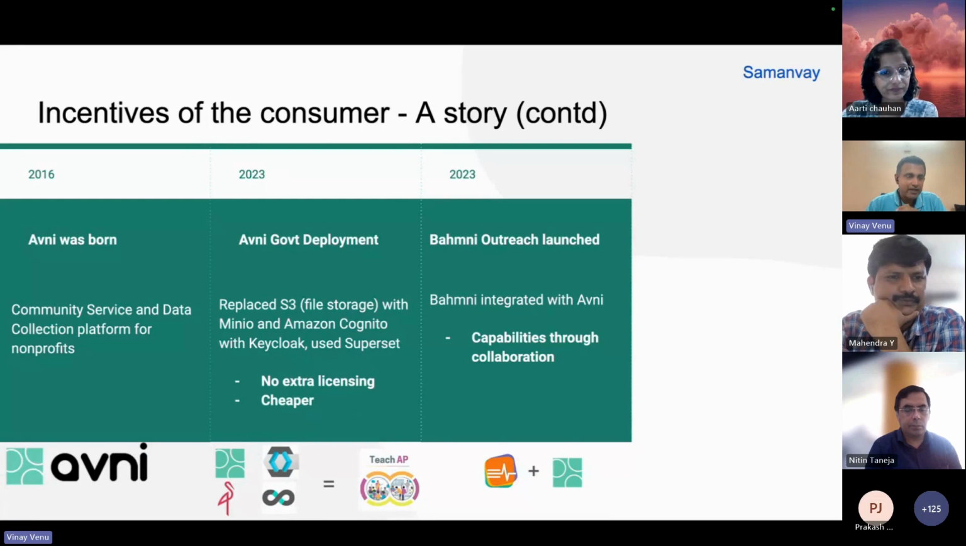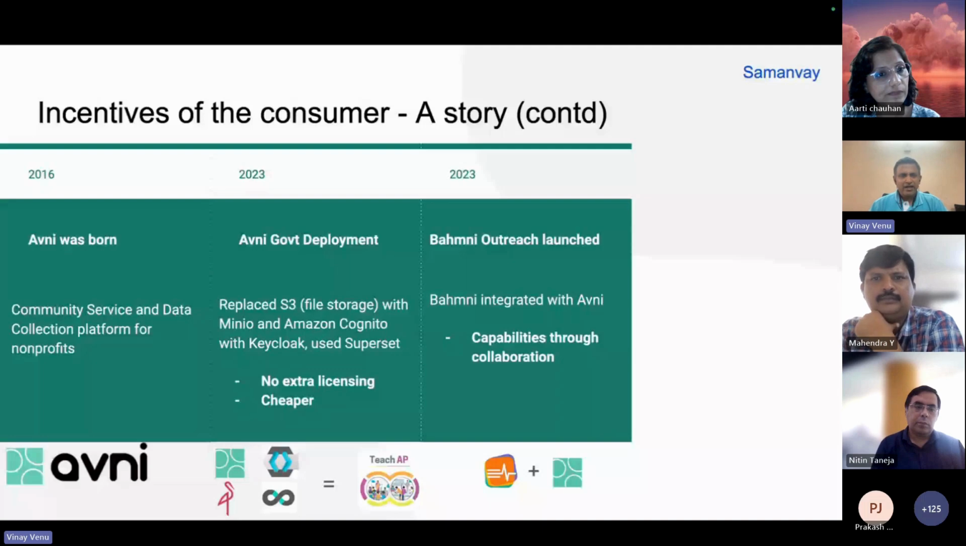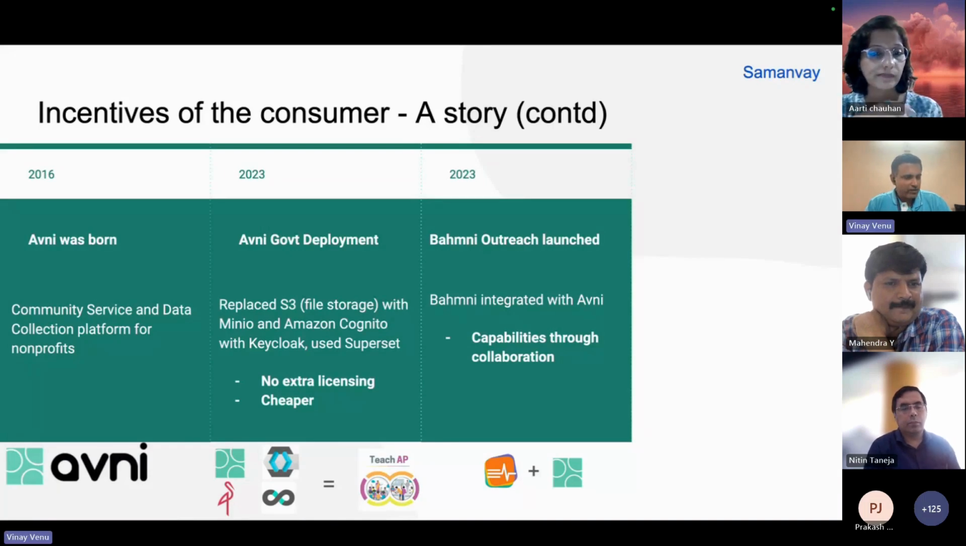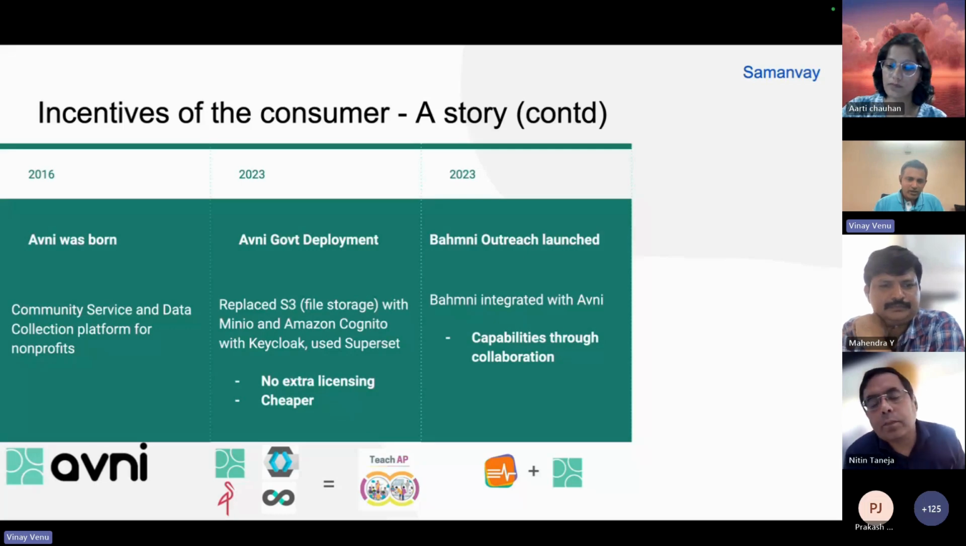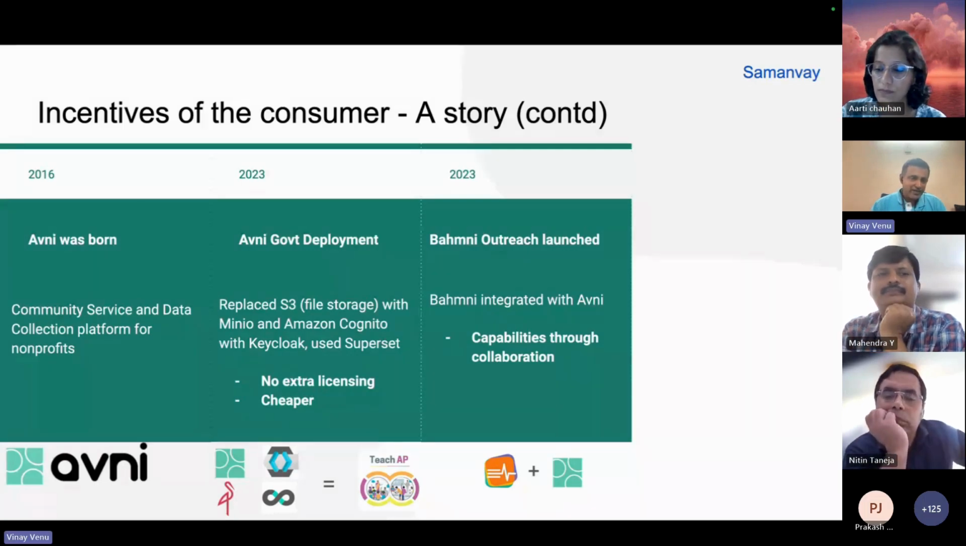In 2016, I stopped working on Bumney and started building something called Avni, which is a community service and data collection platform for nonprofits. We worked on it for a while. And sometime in 2023, we had to do a government deployment. This is one piece that I wanted to talk about, because when you have a government deployment, you are right now on the cloud, which probably means that you use certain services which are available only on the cloud. Now we were using S3.